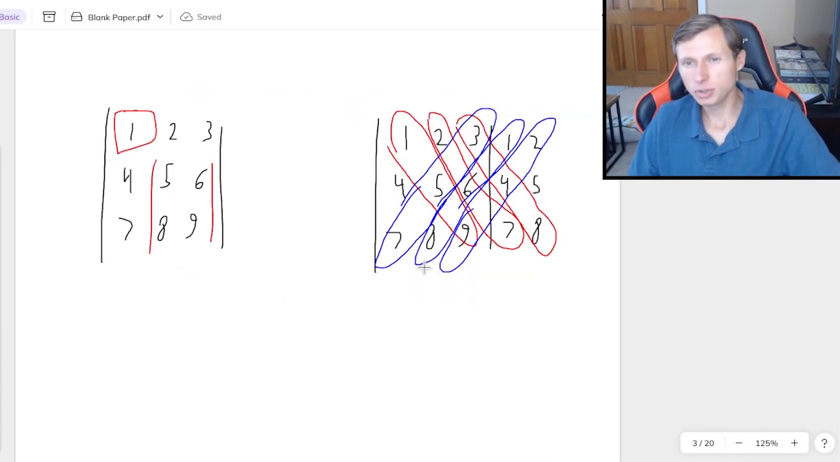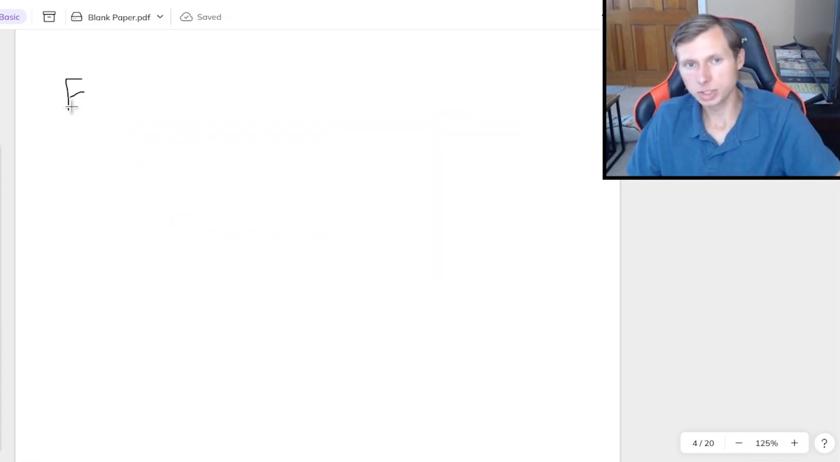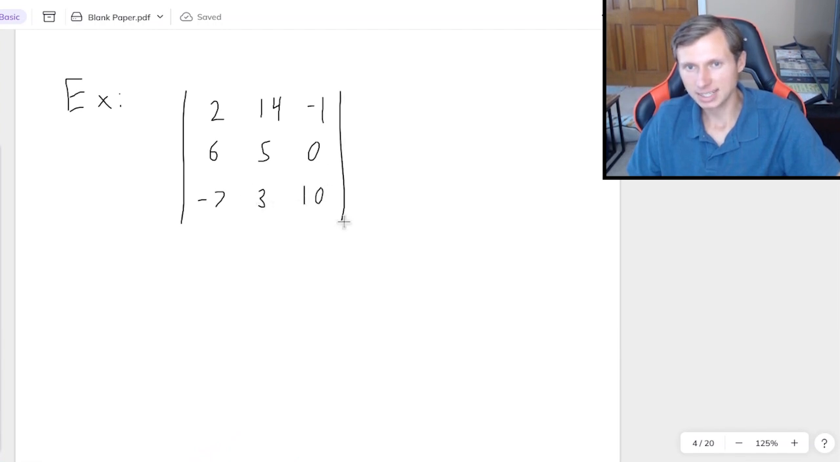So between these two methods, I don't care which method you like. As long as we get the same answer at the end of the day, I'm happy. And so now we're just going to do one more example. I encourage you to try this one on your own, but I want you to find the determinant of the 3 by 3 matrix 2, 14, negative 1, 6, 5, 0, and negative 7, 3, 10. So go ahead, pause the video, use whichever method you'd like, and when you're ready to see the answer, unpause.